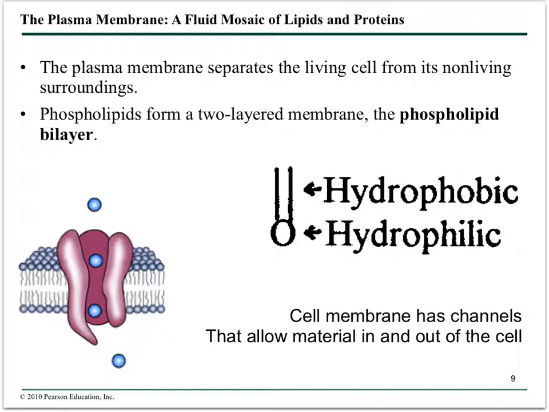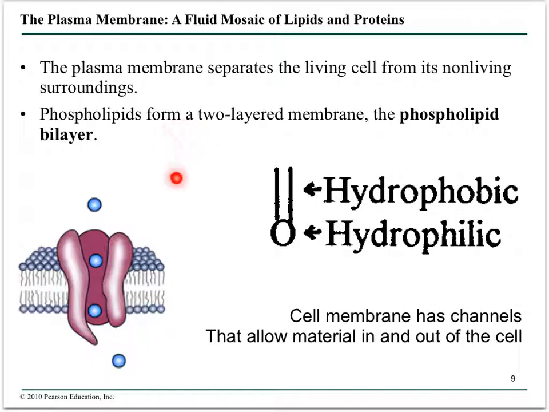It is so important. It's what keeps the cell from its non-living surroundings. In other words, it protects the cell because inside of the plasma membrane are all the organelles that need to be doing a job. Now, I'm going to ask you to go back to chapter 2 and 3, phospholipid. It's a lipid, which is a fat, with a phosphate head.